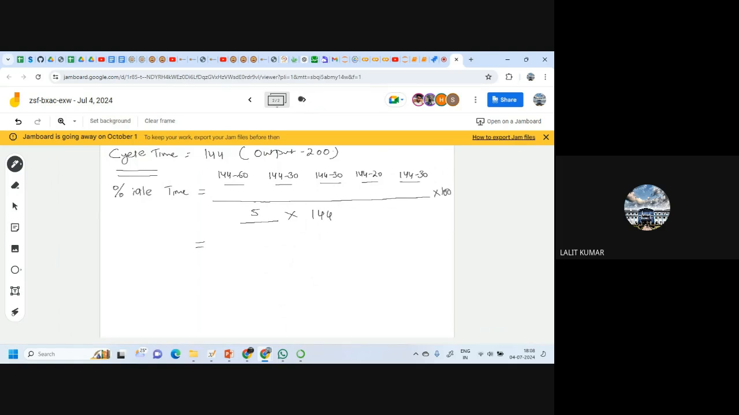So from here, you can do another thing also. You can write it as 144 into the number of workstations, which is 5, minus the sum of the times of all activities, divided by 5 into 144 into 100. This will become 144 into 5 minus 170.